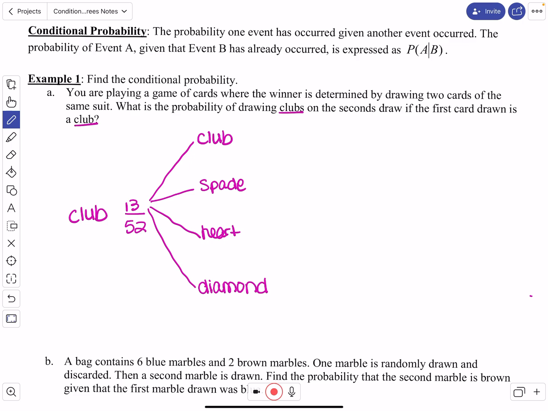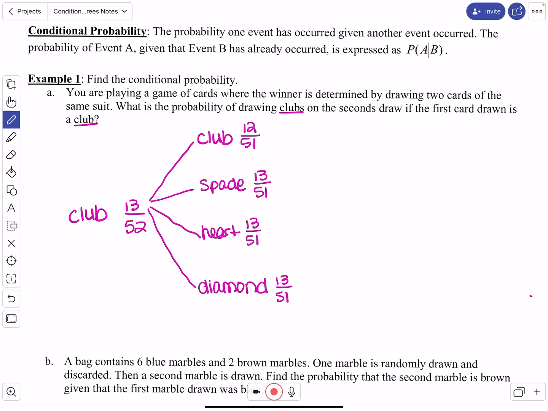If we draw a club on the first draw, there's 1 less club in the deck. So there's 12 clubs now, and only 51 cards in the deck. Another thing that could happen is we could draw a club and a spade. There's 13 spades in the deck, but still only 51 cards. Same thing with a heart: 13 hearts, still only 51 cards. Same thing with diamonds: 13 diamonds and 51 cards. So these are the things that could happen.